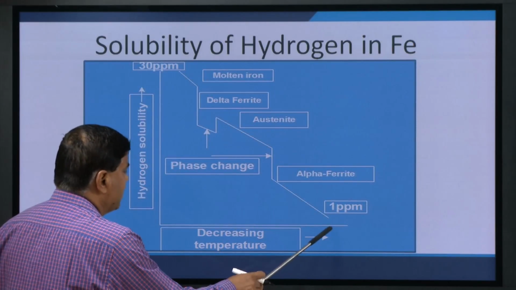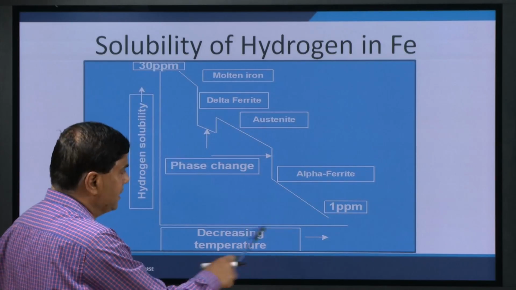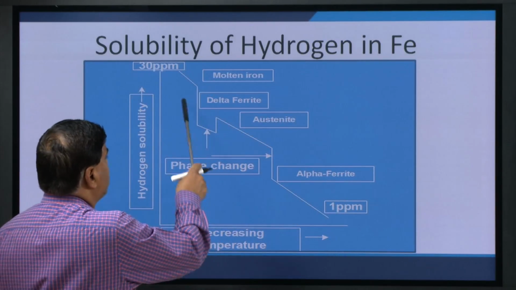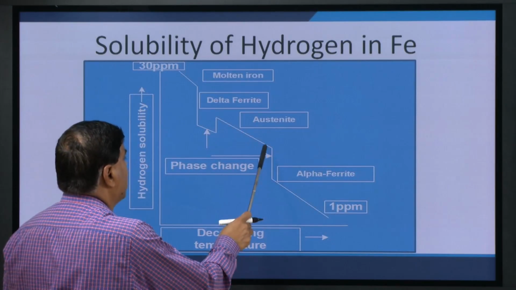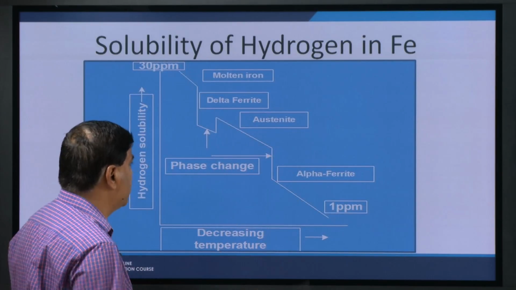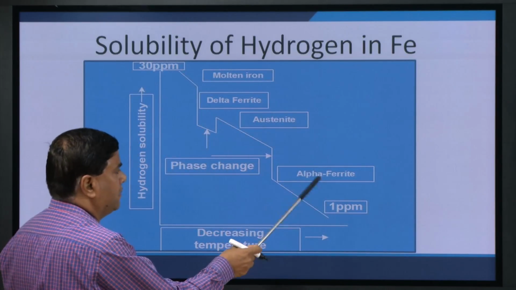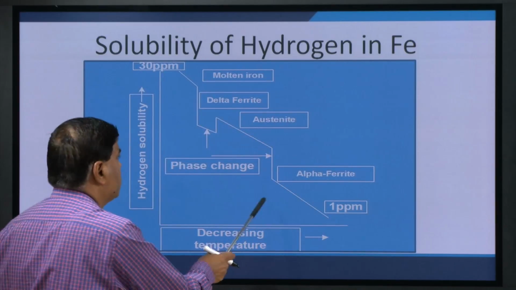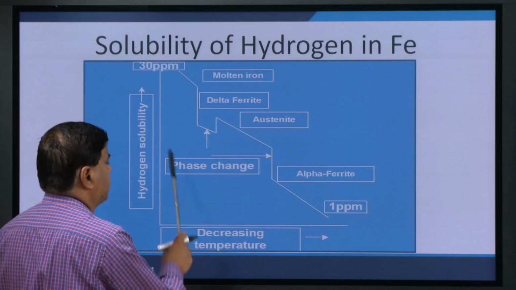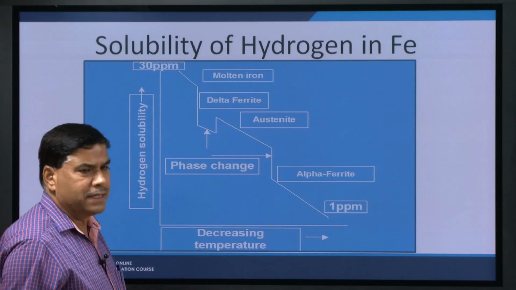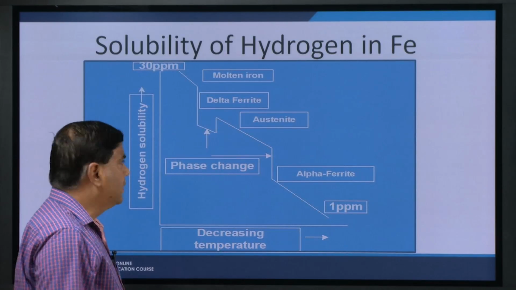We know that this is the direction for decreasing temperature, and as we are increasing the temperature, there is increasing solubility of the hydrogen in the iron. So, there is a sudden increase in the solubility of hydrogen in the iron even in the solid state as soon as the transformation from the ferrite to the austenite takes place. This happens primarily at, say, for pure iron, 910 degrees centigrade.